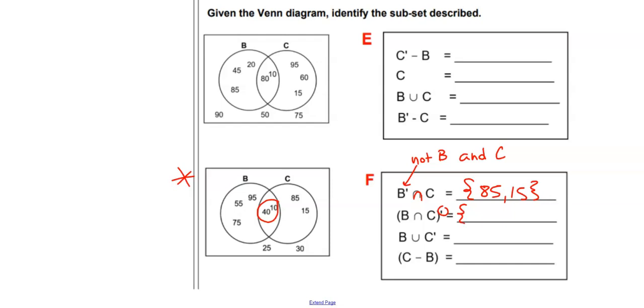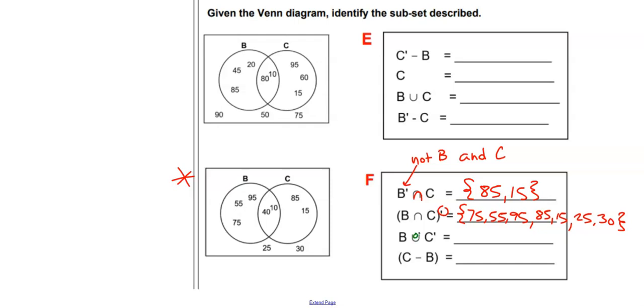So we got to list all of them. So 75, 55, 95. And then 85 and 15. And then those two on the outside, 25 and 30. All right. And then a couple more here.